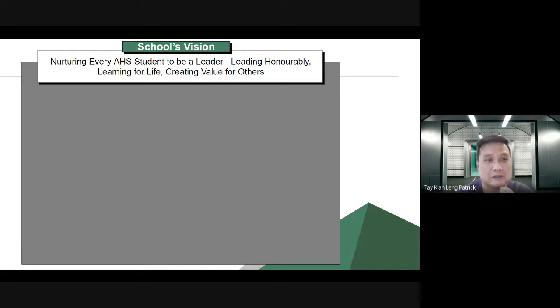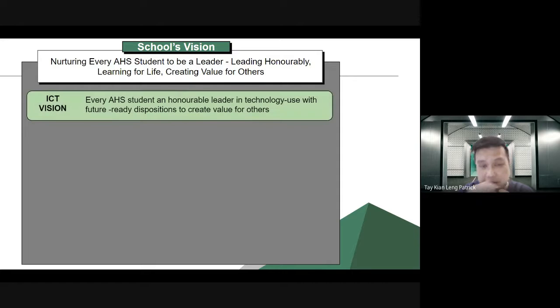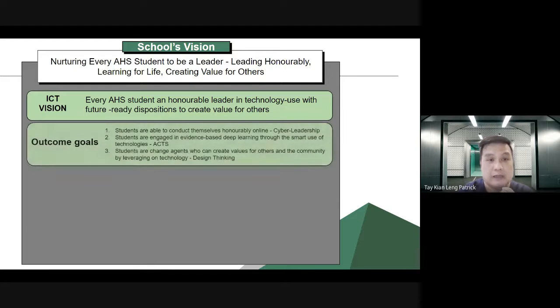So maybe just a little bit of background information. My school's vision is as such. We are trying to nurture every student to be a leader, leading honorably, learning for life, as well as creating value for others. In line with this, we came up with our ICT vision as well as our outcome goals. I shall not bore you with this, but basically it's a strategic plan in a sense that everything is structured, because we do understand that structure drives behaviors.